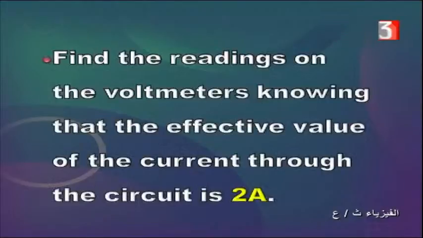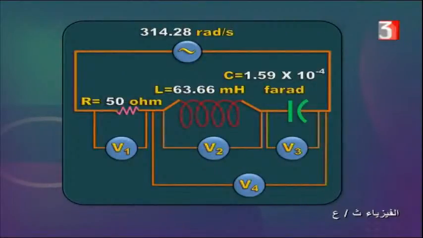Find the readings on the voltmeters, knowing that the effective value of the current through the circuit is 2 amperes. So current is given. In the following circuit, we've got the current, it is equal to 2 amperes, and we want the readings on each voltmeter. In front of you, we've got a circuit, a current of 2 amperes is flowing through it.